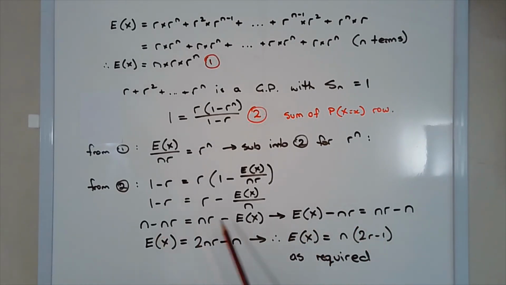So I've also flipped each side of the equation around just to make E(X) the subject, or eventually it will be. And then adding nr to both sides, we end up with expected value of x is equal to 2nr minus n. And then factorising out the n, we have expected value of x is equal to n(2r minus 1) as required.